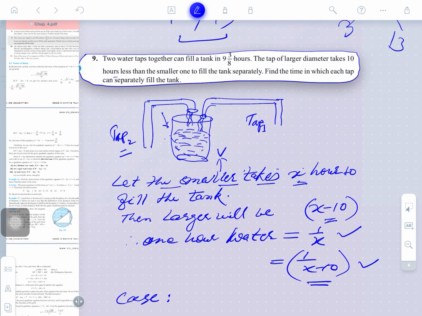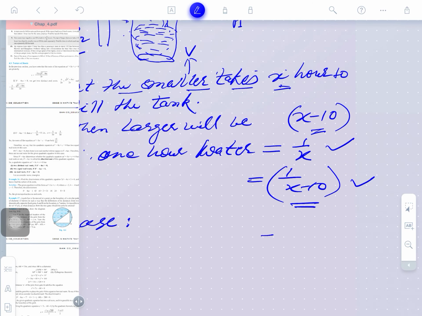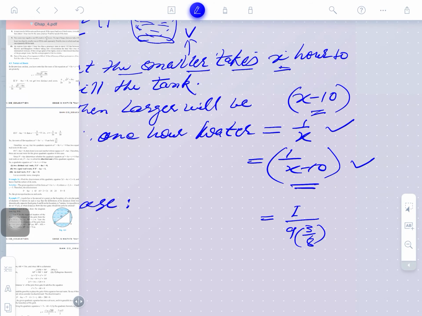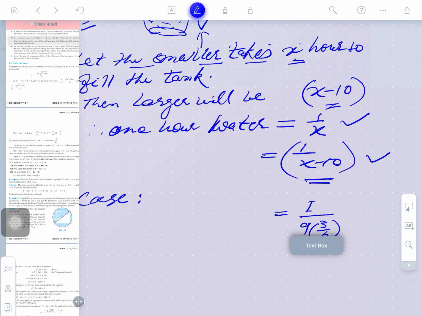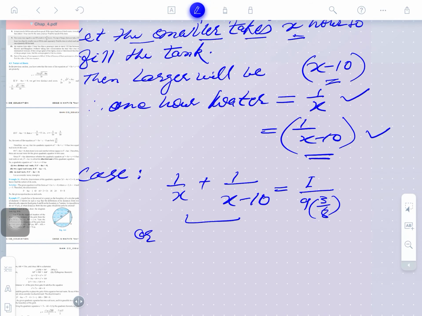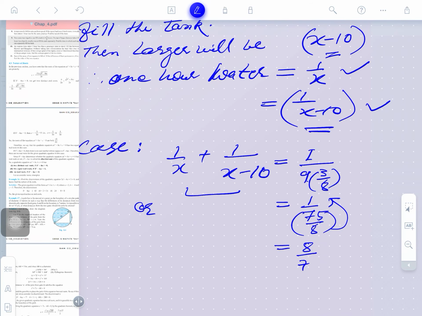The case is both together fill in 9 whole 3 by 8, so both together combined 1 hour's water is 1 divided by 9 whole 3 by 8, okay. Actually the solution up to here is the important. So 9 8s are 72, plus 3 is 75 divided by 8, and this is also to be there. So 8 by 75 also is 1 by x plus 1 by x minus 10.